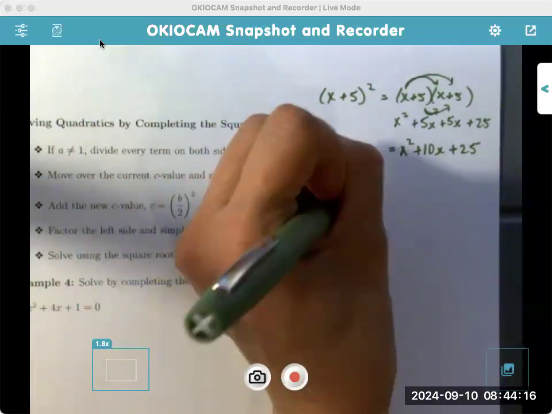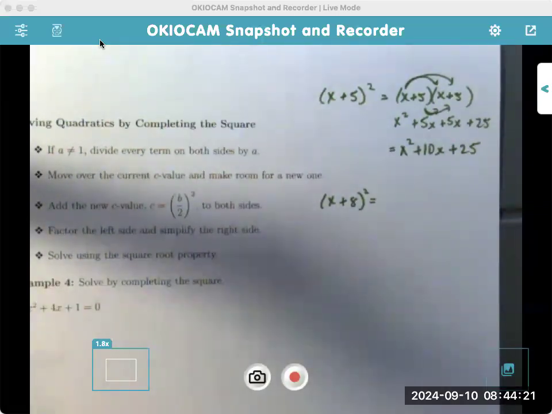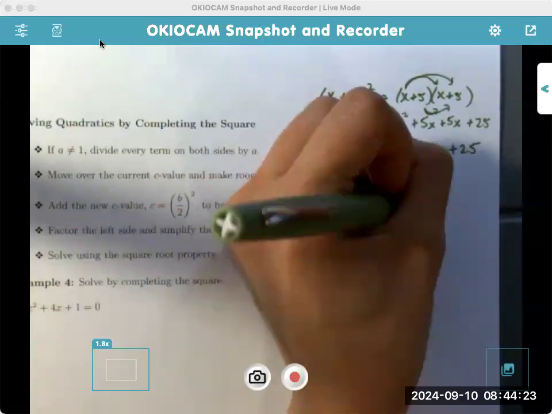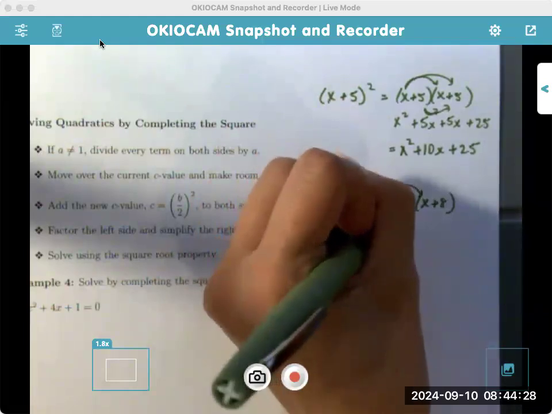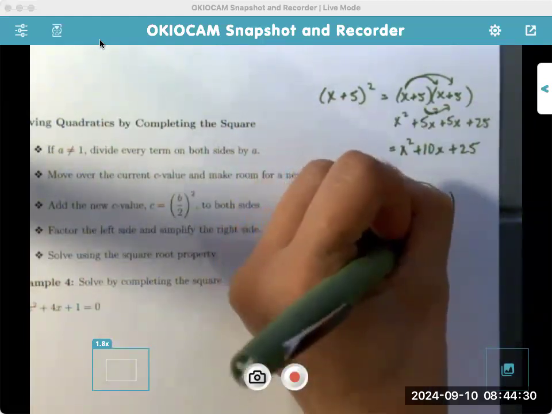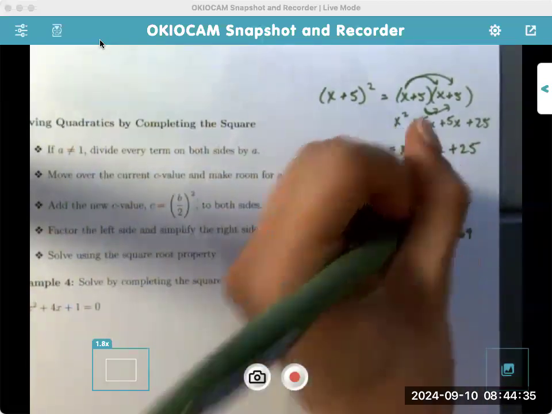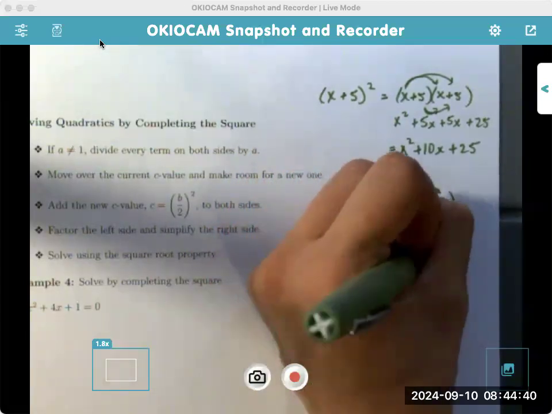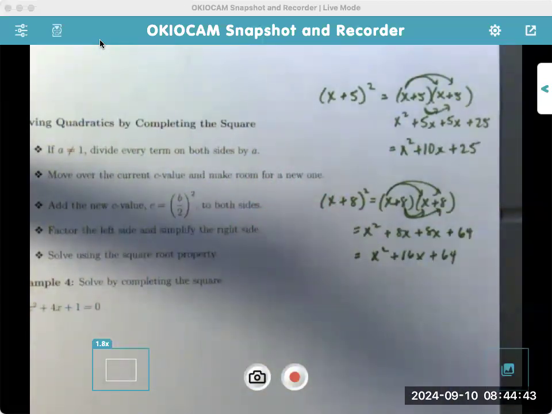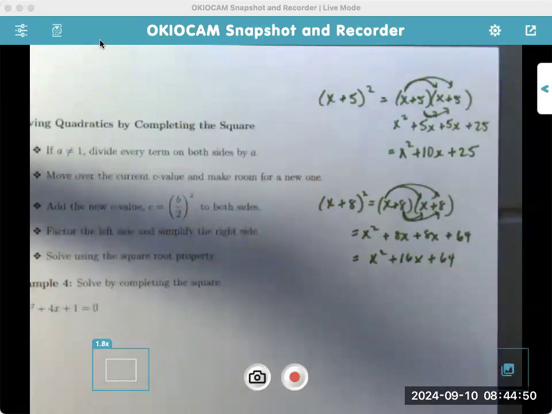Again, if I have, let's say, (x + 8) squared, that's (x + 8) times (x + 8), which is x times x, which is x squared, plus 8x plus 8x plus 64. So that is x squared plus 16x plus 64. Okay, so that's one way to do it. But we want to work smarter, not harder.